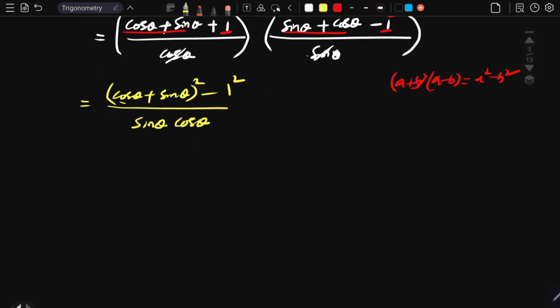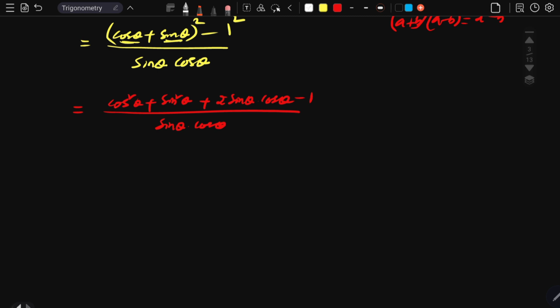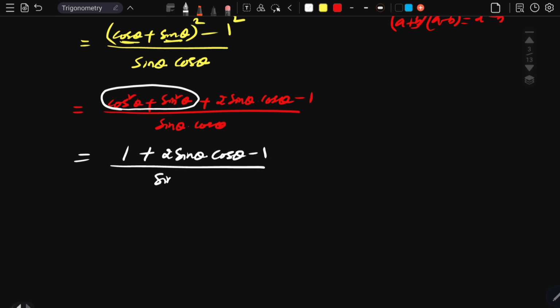So this looks like (a + b) whole square again. By expanding, we get cos² θ + sin² θ + 2ab, that is 2 into sin θ into cos θ, minus 1, with denominator sin θ into cos θ. Clear? So now this is an identity again: cos² θ + sin² θ is 1. So 1 plus 2 into sin θ multiplied by cos θ, minus 1, and in the denominator again sin θ into cos θ.